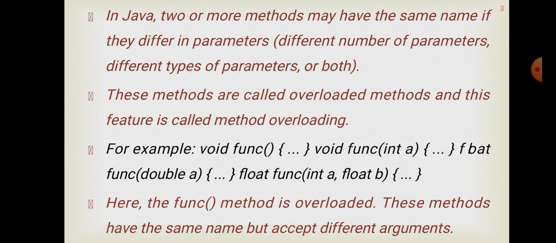In this example, they have given a method called func, and they have overloaded this method. The first method doesn't have any parameters. In the second method, we use a single parameter. In the third method, they have changed the parameter as well as the return data type, mentioned as float func. So method overloading can be done by changing the parameters as well as the return data type.